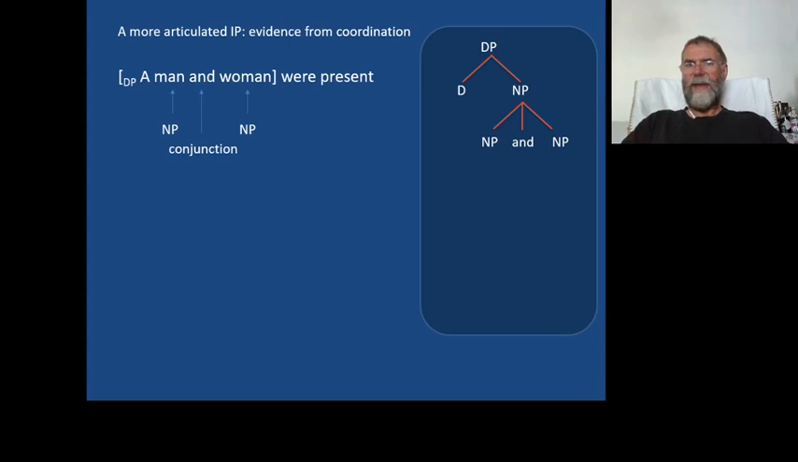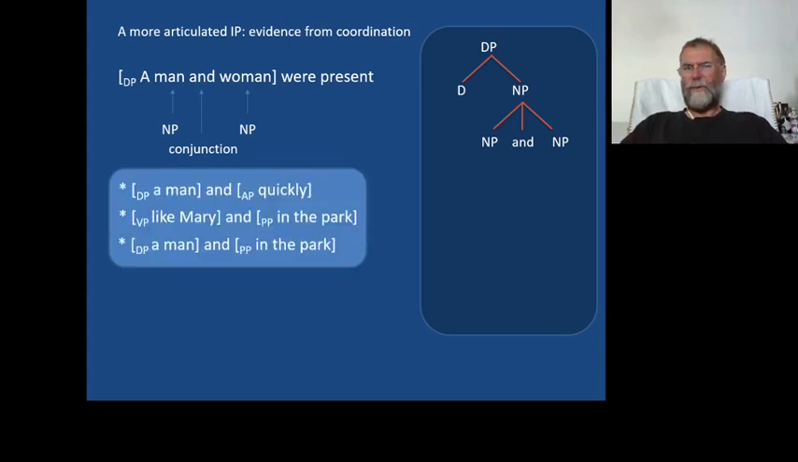You can't just coordinate any two phrases. For example, you couldn't coordinate a DP with an AP. You couldn't say a man and quickly, or a VP with a PP, like Mary and in the park, or a DP and a PP, a man and in the park. None of those things work. Basically, the only things that can be coordinated are two phrases which are of the same type. So you can coordinate two noun phrases, two determiner phrases, two verb phrases, two preposition phrases, two adjectival phrases, as long as they are the same sort.